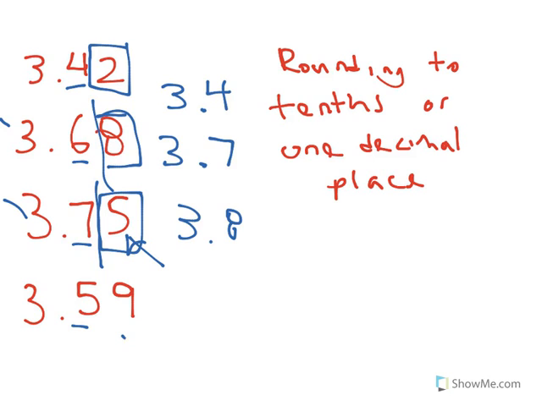For this one here, same sort of idea. It's going to be 3 point something. I don't know if it's 3.5 or 3.6, so I look at the next number over. Is that number closer to 0 or 10? It's closer to 10, so I'm going to change that number to 3.6.